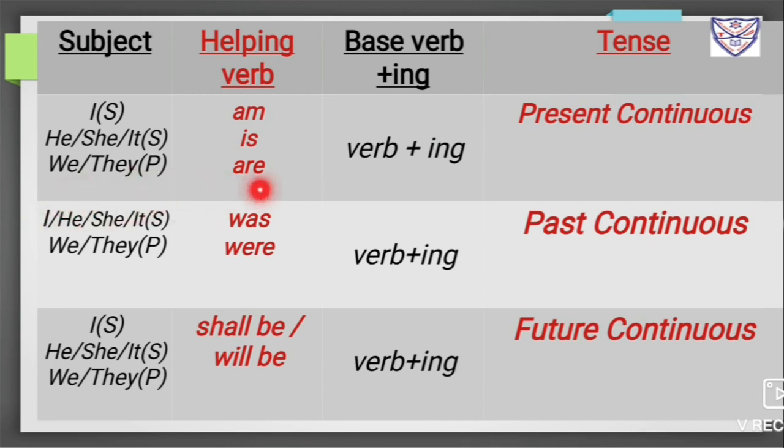in the plural number. Now with the helping verbs am, is and are, after them we will add base verb plus ing to get the present continuous tense form, or we can say the verb will be in the form of present continuous tense.